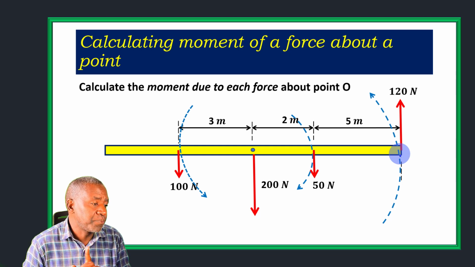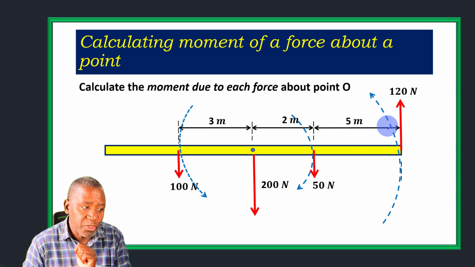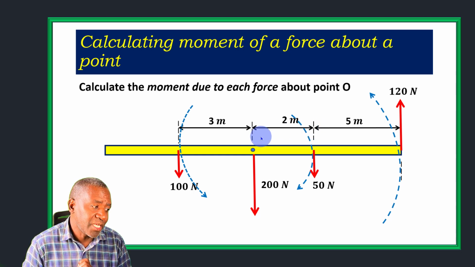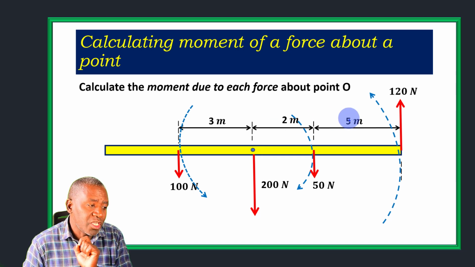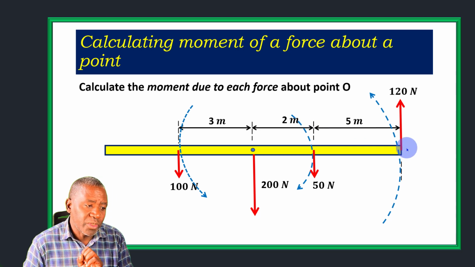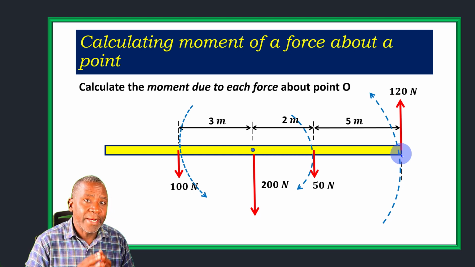And the moment due to the 120 Newton force will not be 120 times 5, because I know some students may have written that just because they can see this distance. What you have forgotten is that the distance is always measured from the turning point. So the distance will be 7, and that will give us 840 Newton meter anti-clockwise. So that's about the magnitude and the direction.